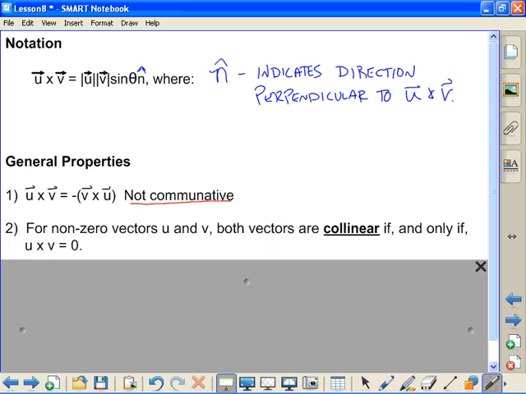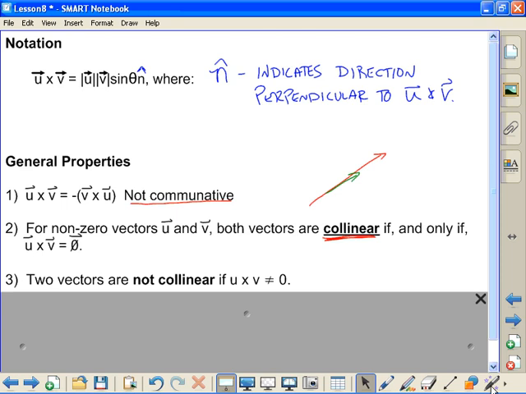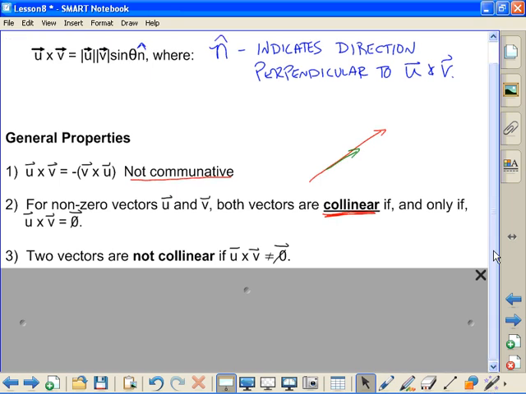For non-zero vectors, u and v, so that means that they have a magnitude other than 0. Both vectors are collinear. That means they're on the same line. Okay, collinear. There's vector 1. There's vector 2. If and only if u cross v is equal to 0. And that's a vector, the 0 vector. If you do the cross product, and the cross product turns out to be the 0 vector, then you have collinear vectors. All right. It's not the most efficient test, and the previous stuff that we talked about was much more efficient for proving collinearity. 2 vectors are not collinear if u cross v is not equal to the 0 vector. And that's absolutely a stunning revelation after seeing point 2, I realize. Okay, but stating the obvious, I guess.